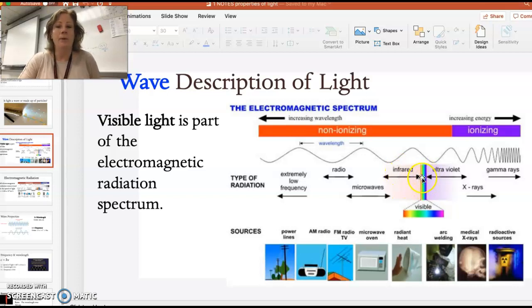Then we have this really small part called visible light. If you remember the acronym ROY-G-BIV, that's red, orange, yellow, green, blue, indigo, violet. Those are the colors that we're able to see. Some insects and animals can see into the infrared or the ultraviolet, but we are only able to see in this certain frequency range, which we call visible light. Then we get to higher frequency light: ultraviolet, X-rays, and finally gamma rays. All of these are waves, and they're called electromagnetic radiation.